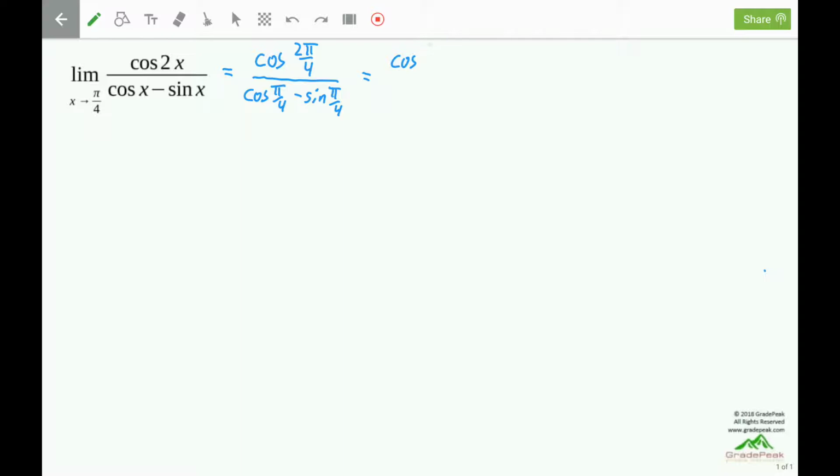2 pi over 4 can be reduced, canceling out the 2 and the 4 to leave a 2 in the denominator. So we have the cosine of pi over 2 divided by the cosine of pi over 4, which is root 2 over 2, minus the sine of pi over 4, which is also root 2 over 2. Cosine of pi over 2 is 0. Root 2 over 2 minus root 2 over 2 is also 0. We have the 0 over 0 indeterminate form.